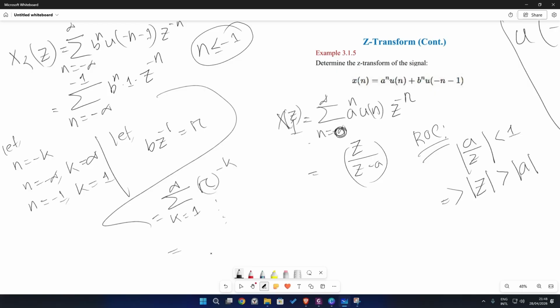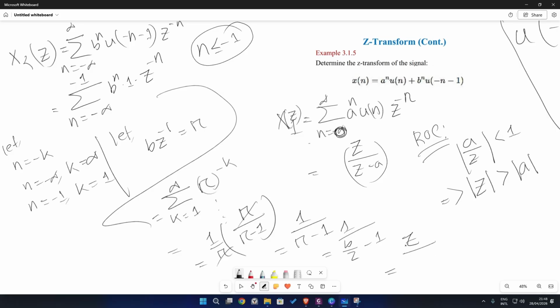So we are directly writing it. This will be 1 by r. We had taken common the 1 by r in the previous math. Then it will be r minus r divided by r minus 1. So it will be deducted, and the final answer will be 1 by r minus 1. So we have to replace r by b by z minus 1. And finally we are getting z in the upper part, b minus z in the lower part. This is the answer, the z transform.